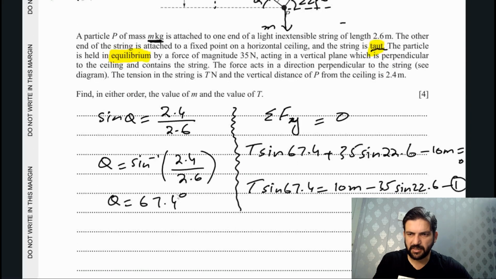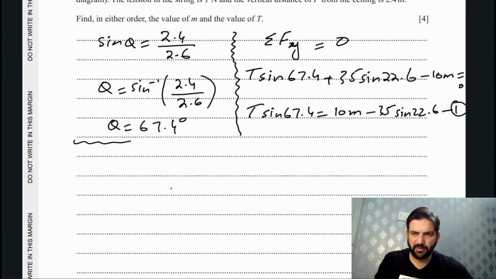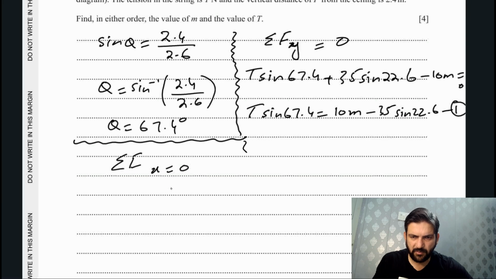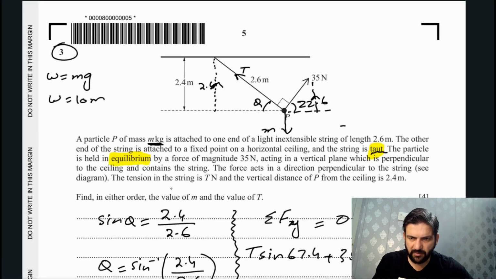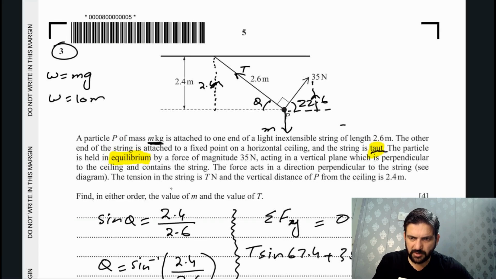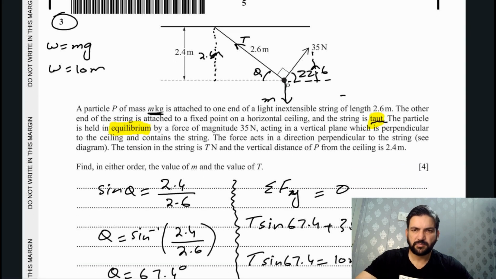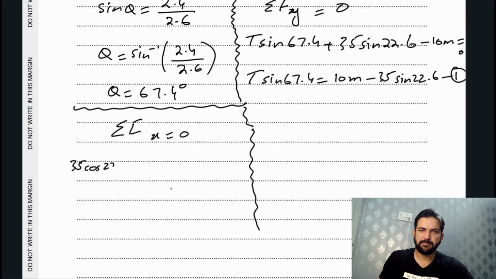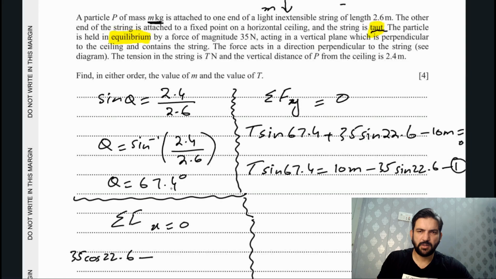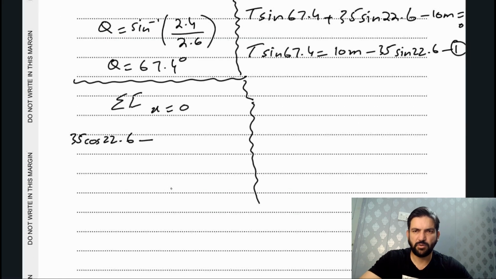Now what we have to do, we have to see the other way. The other one, that is summation of Fx should be equals to 0. Now for summation of Fx, we have to see the horizontal components. So horizontal component of 35 Newton force will be 35 cos of 22.6. Minus, what about T force? Minus T cos of 67.4 is equals to 0.